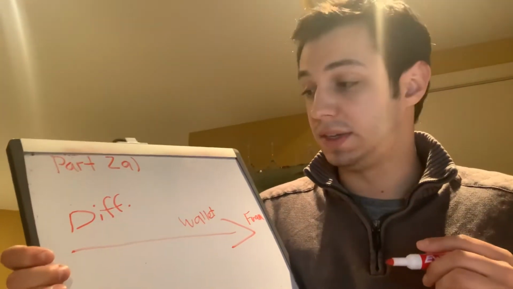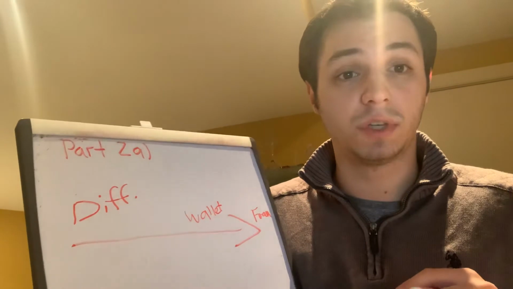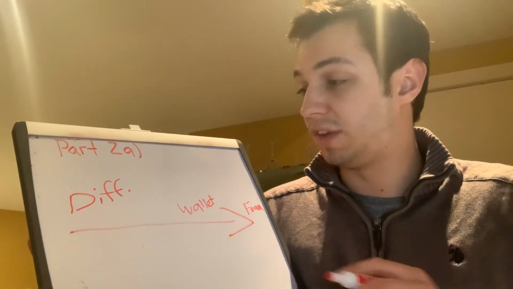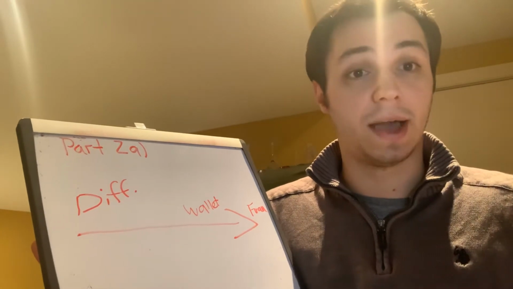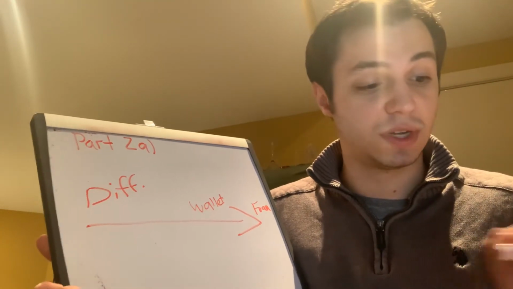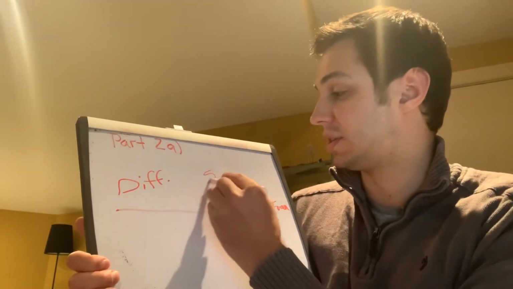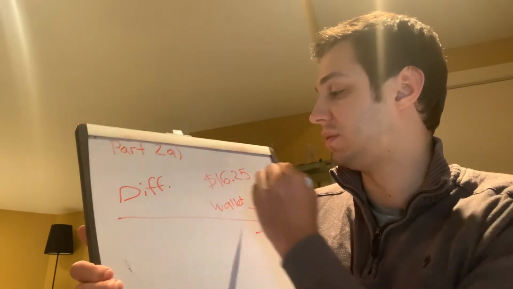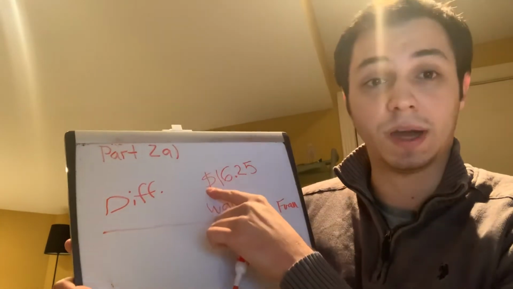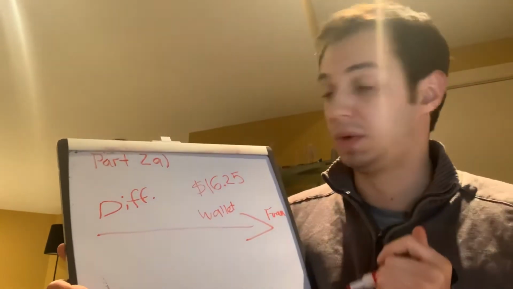Attached in this lesson is a picture from your textbook, which you'll need to look at, which will give you the prices of various items. So when we're looking at that picture from the textbook, it shows us that the wallet cost $16.25, right? So I'm making sure to add my dollar sign and my decimal.